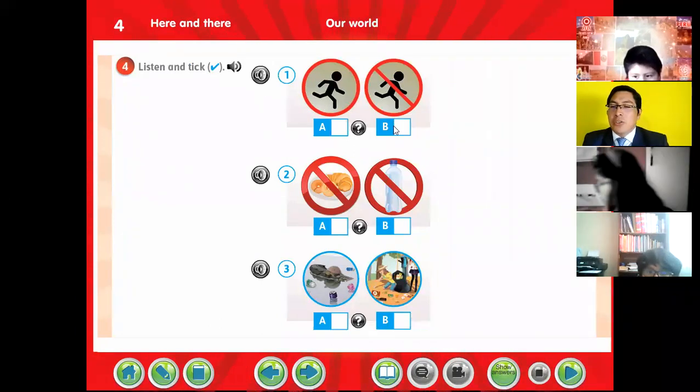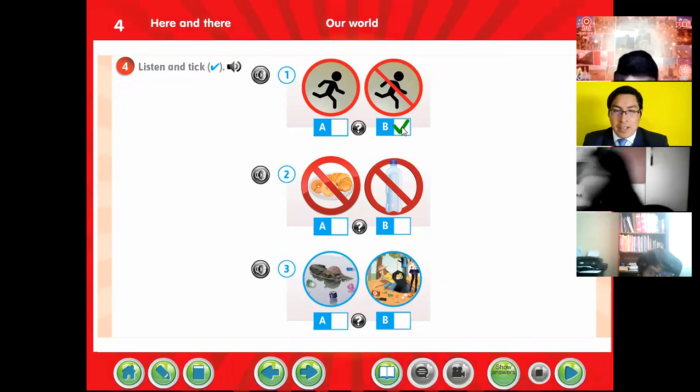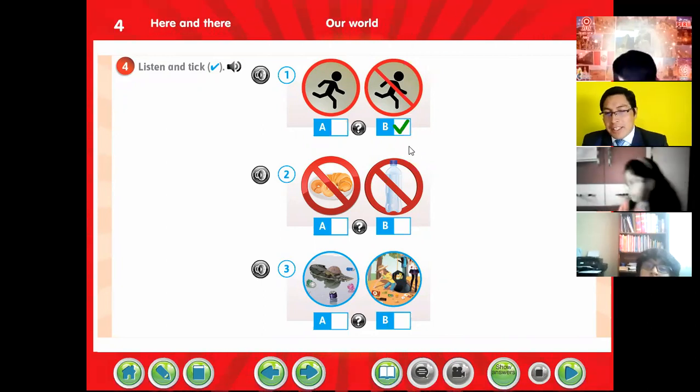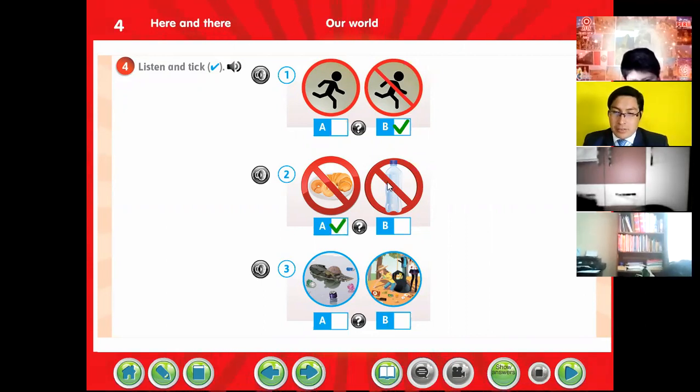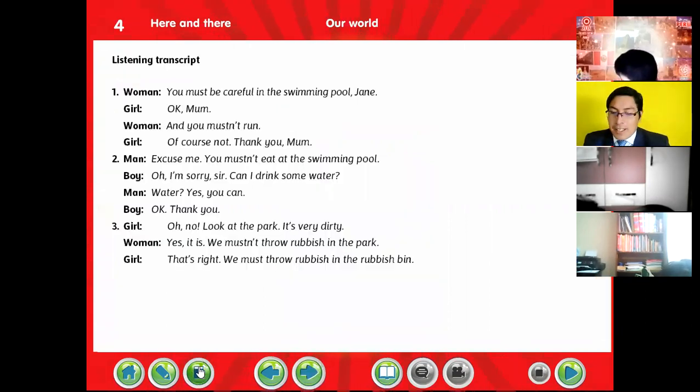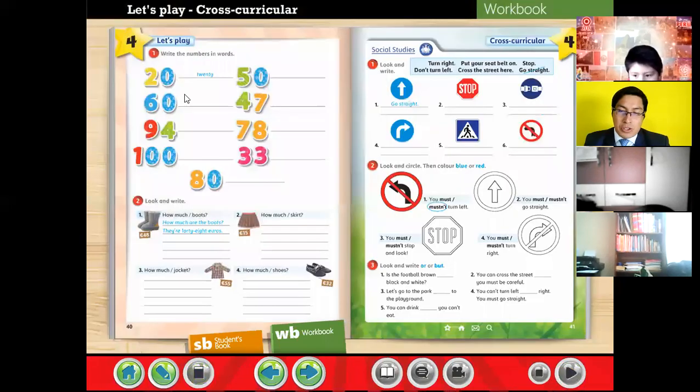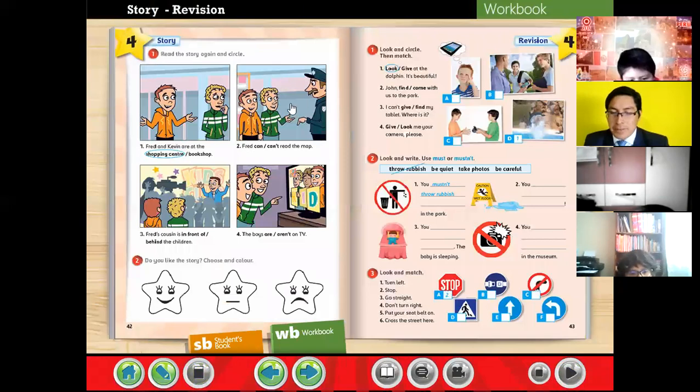The rule says that you mustn't run, no? You mustn't run because it's dangerous. In the swimming pool, the rule was that you mustn't eat, because drinking is okay, you can drink, but the rule was you mustn't eat. And talking about rubbish, you mustn't throw rubbish, no? These are the rules also, okay? We complete this, yeah, good. So please, let's go to the page 40, okay? Let's go to page 40, 41, 42, okay? These pages.